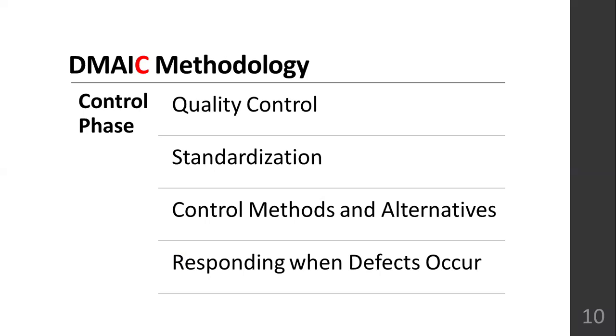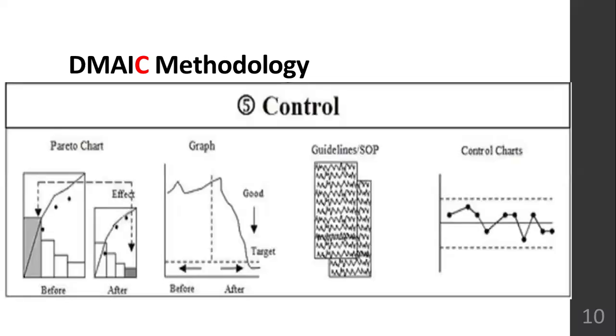Then alternatives: if plan A does not work, go back to plan B. That is also the control phase. And whenever something goes wrong, defects, errors, medication errors like that, if it happens, you have to respond and document it. So Pareto charts, graphs, standard operating procedures, guidelines, control charts, these are the tools used in the control phase.